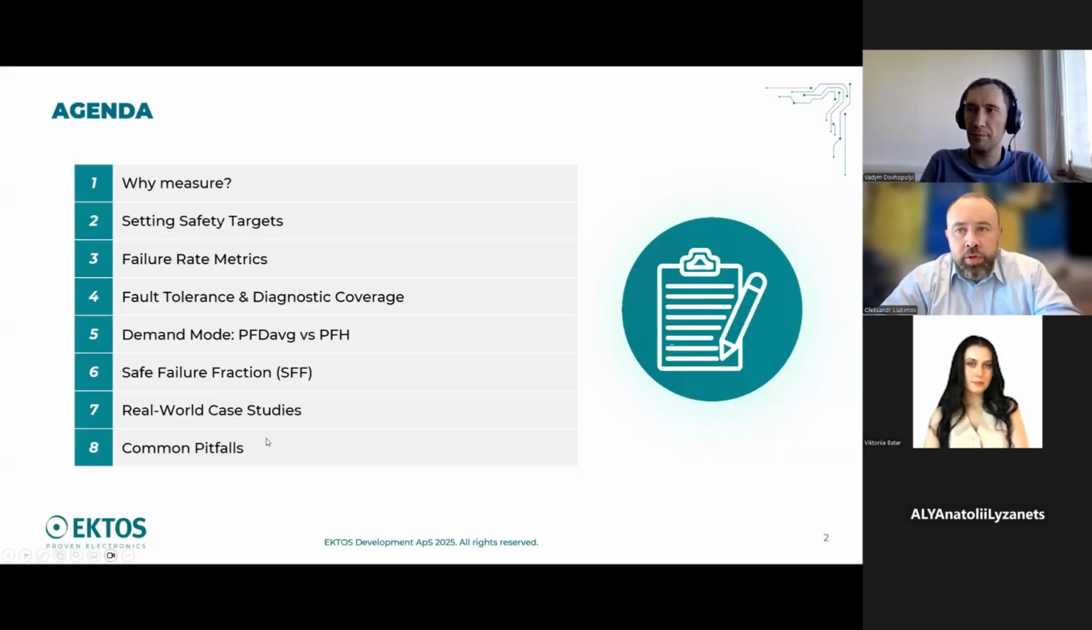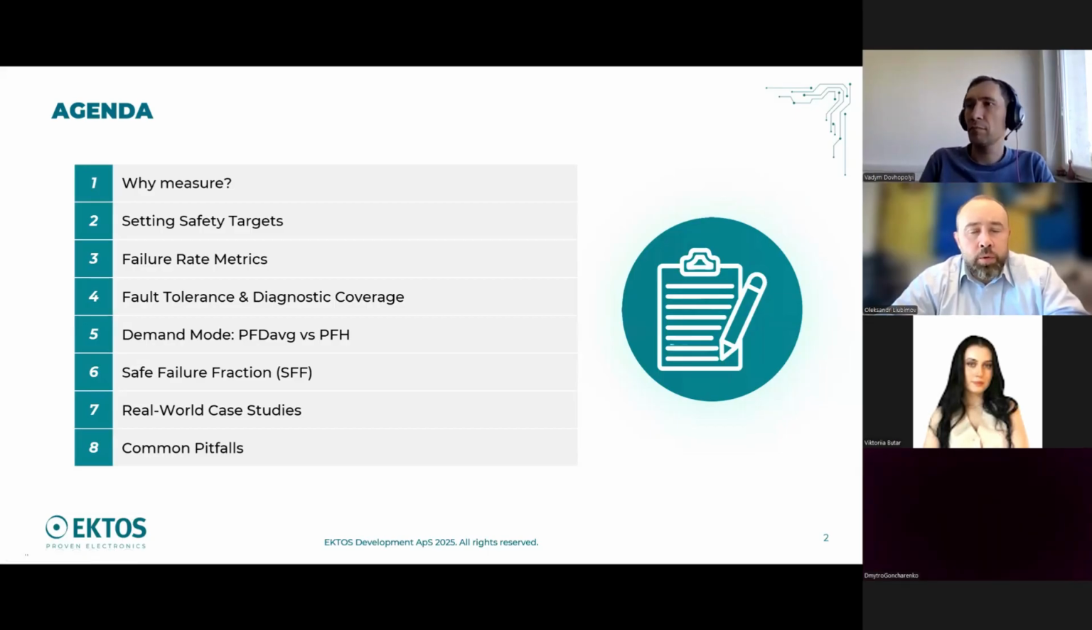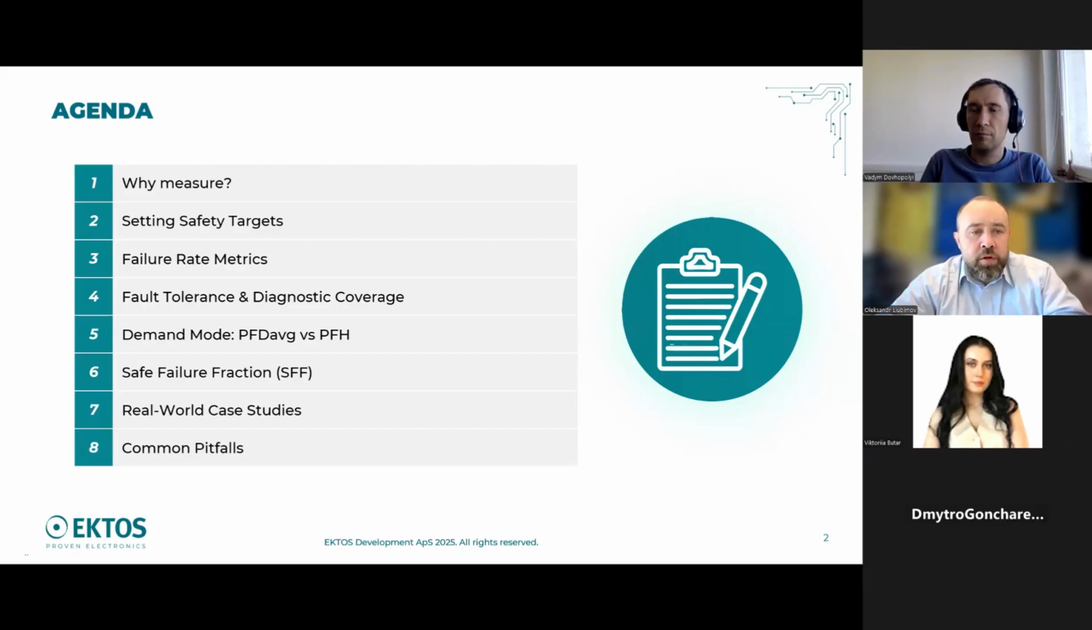So what is our agenda for today? Well, first of all, we'll be talking about some practical quantitative measures that we normally use during functional safety projects and designing functional safety products. We'll be talking about actually setting safety targets and why it's important. Then we'll be talking about failure rate metrics, diagnostic coverage and fault tolerances. Also, we will touch upon demand mode and calculations related to that. We'll be talking about calculation of safe failure fraction.